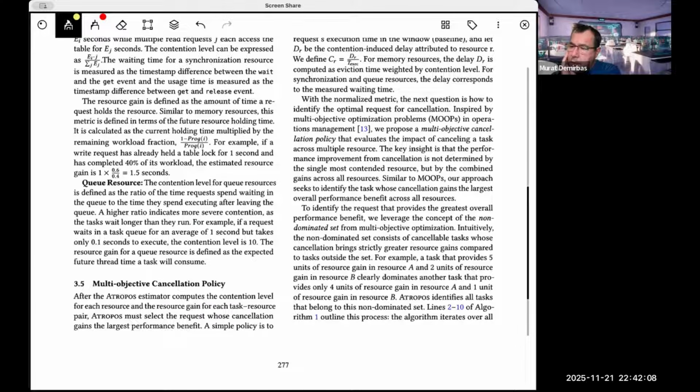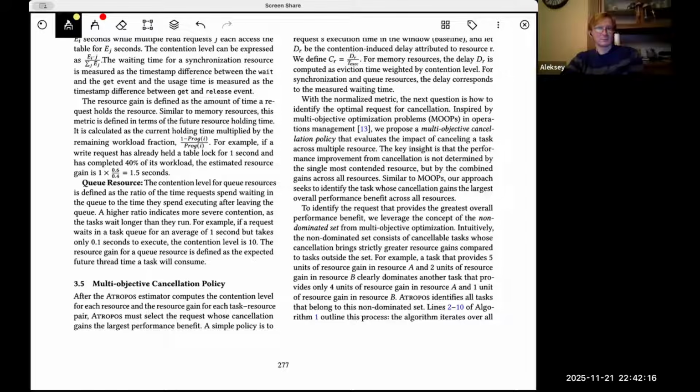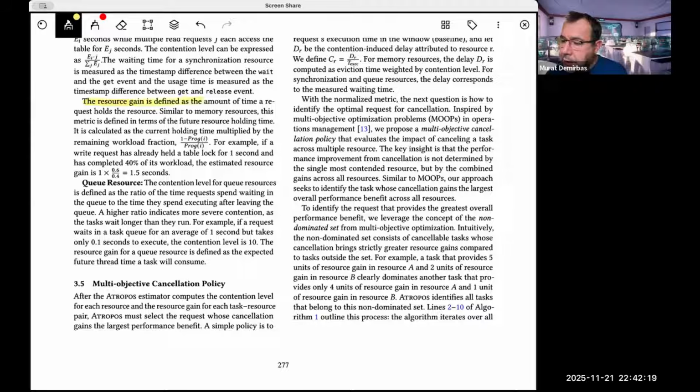Let's skim a bit. Resource gain is defined as the amount of time the request holds the resource.